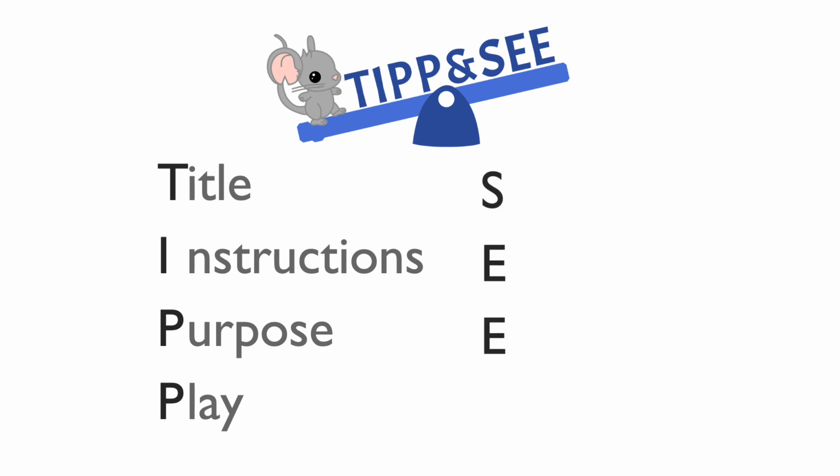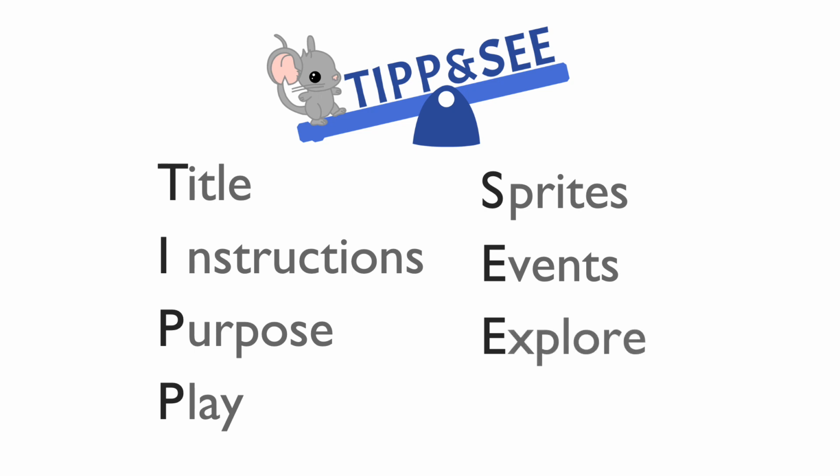The second half, SEE, provides a roadmap for finding code in the Scratch interface by clicking on the sprites and looking at the events. And this helps students connect the actions they observe to the code that they see. The last E is explore, in which they are taught how to make changes to the code to learn how a particular block works, and this proceduralizes deliberate tinkering.